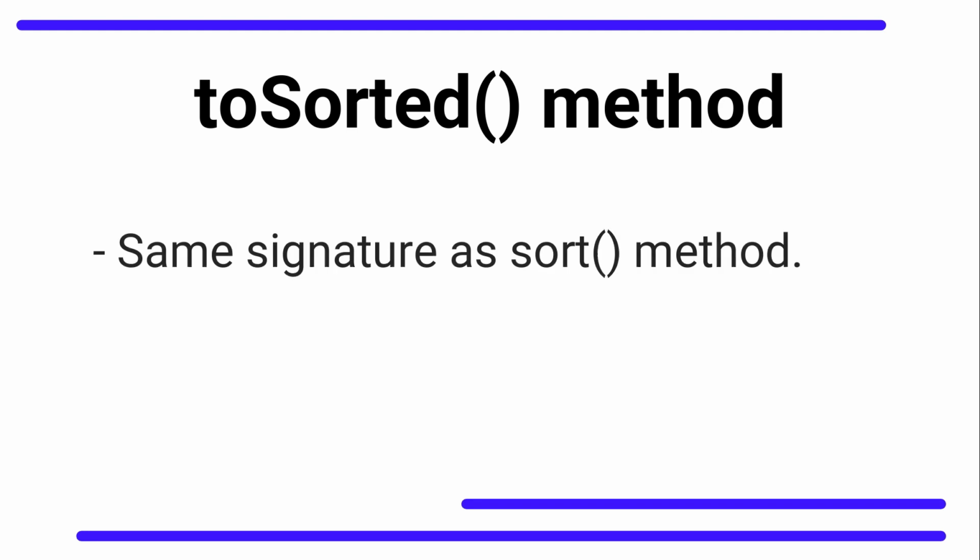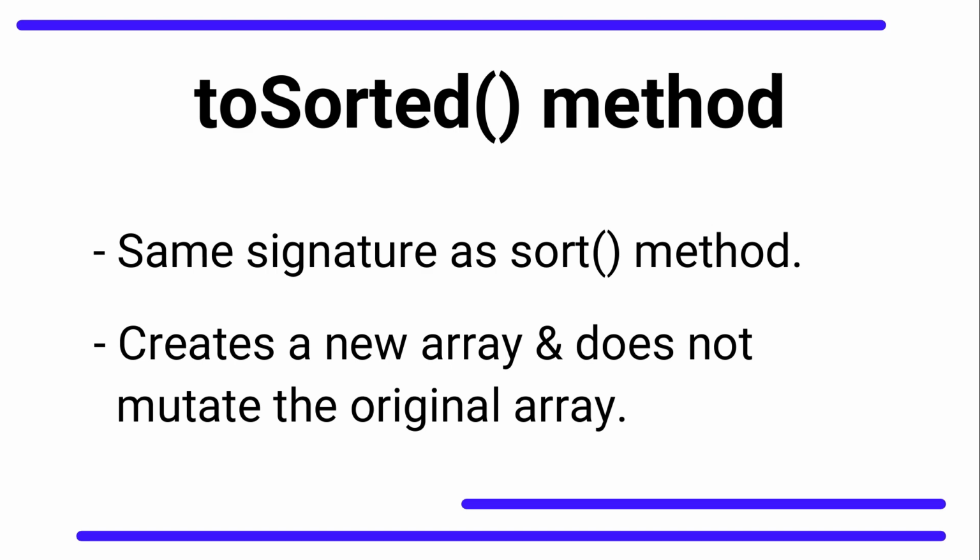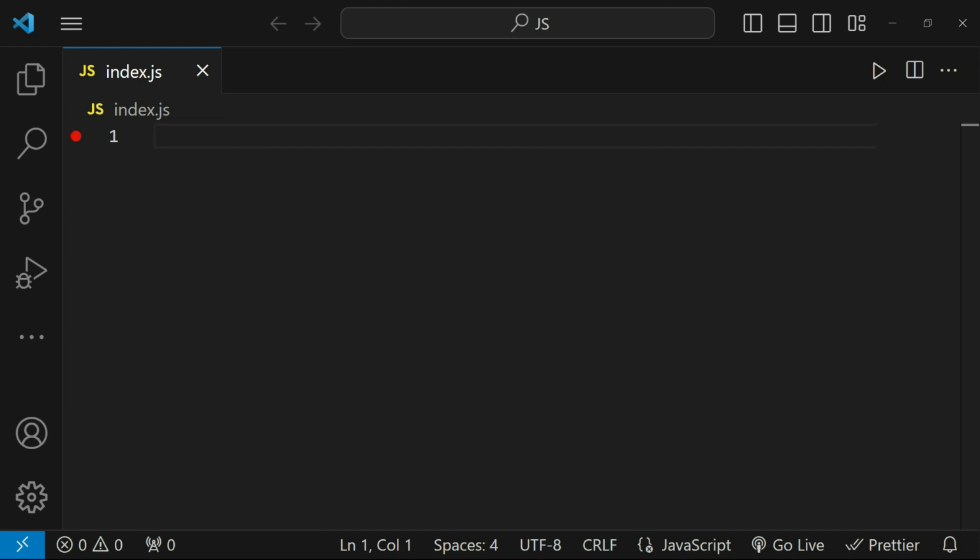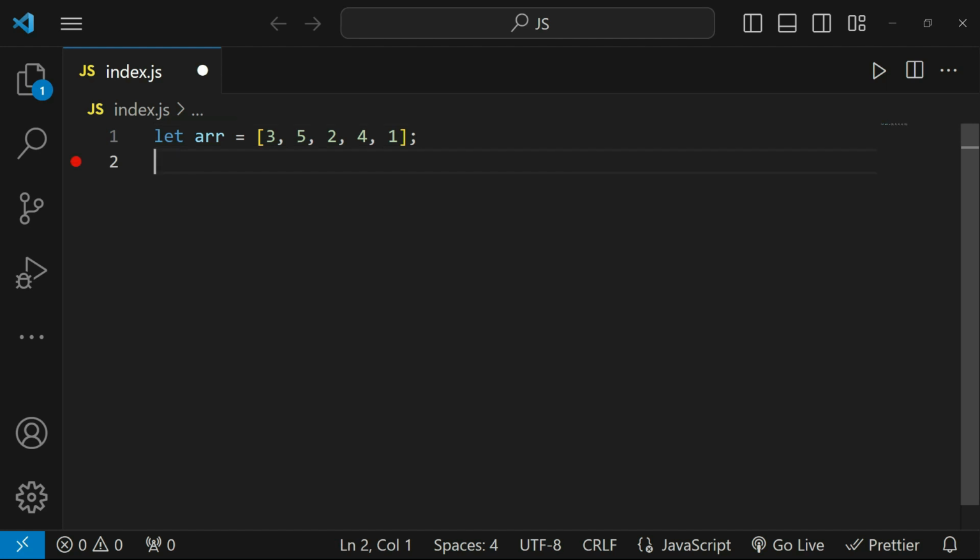The toSorted method has the same signature as the sort method, but it creates a new array instead of operating on the original array itself. So now I'll open up the coding screen, and to get a better understanding of this new feature, let me create an array. I'll say let ARR is equal to, for example, 3, 5, 2, 4 and 1. Here let me first show you the older sort method. So I will say ARR.sort and will display the ARR.